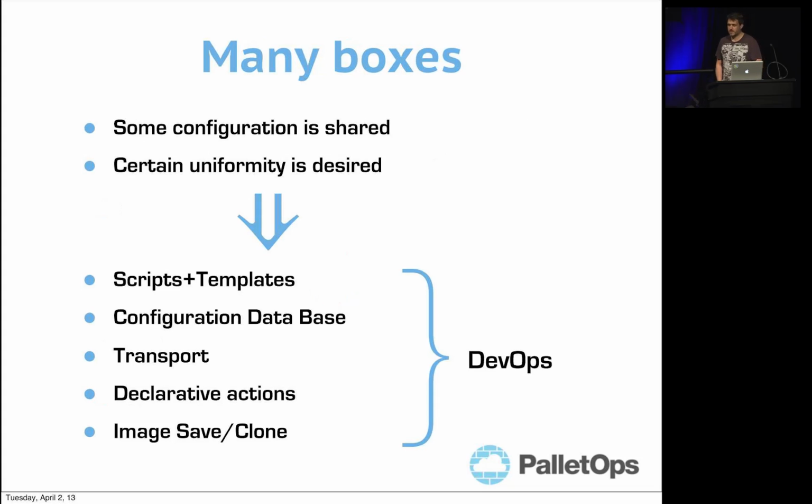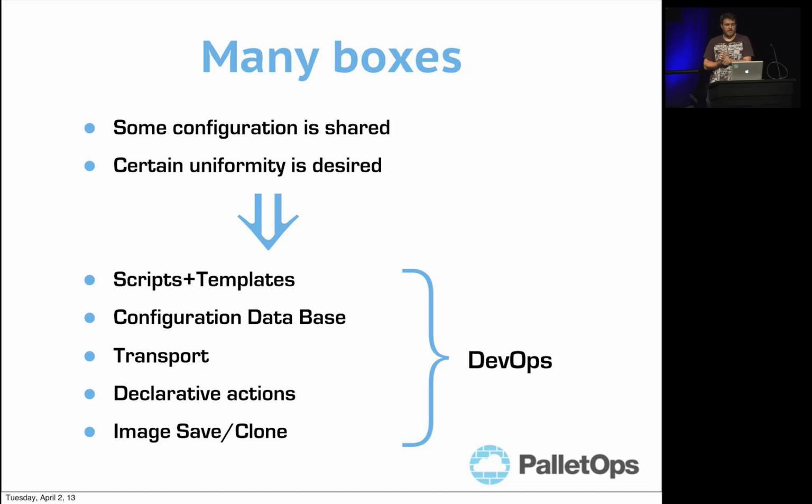So when we have many boxes, now we have some requirements that we put on ourselves. We don't want to write different versions of the same script for different machines. So we want to share as much as we can. And then there are other constraints that may come down. For example, security constraints, what users are to be created in each node, what are the firewall rules. So there's some uniformity that is desired. So we want all the boxes to have certain base configuration.